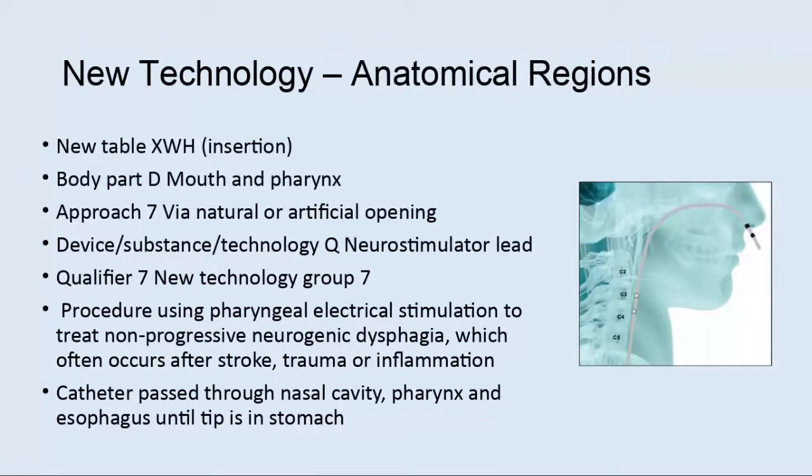Another new table for new technology is for anatomical regions insertion, XWH. The new device is a neurostimulator lead. It's right here. So this is a procedure that uses electrical stimulation to treat neurogenic dysphagia, swallowing problems, which often occurs with stroke, trauma, or inflammation. So the catheter is passed through the nasal cavity, pharynx, and esophagus until the tip is in the stomach. So this provides stimulation for dysphagia.